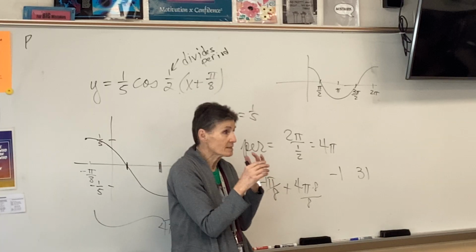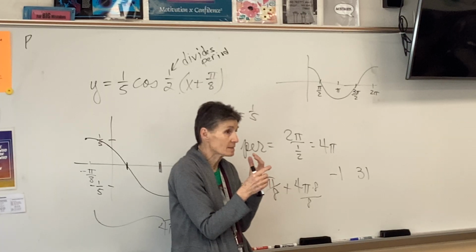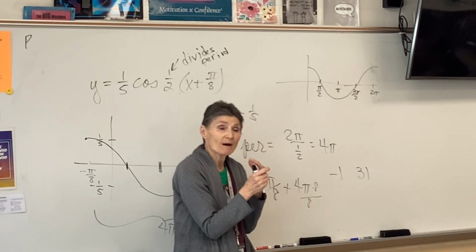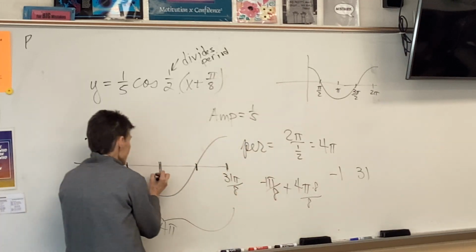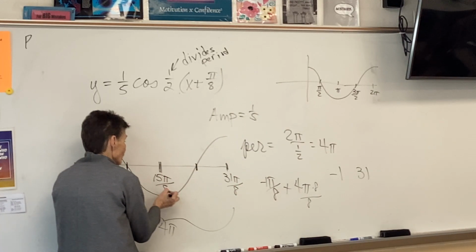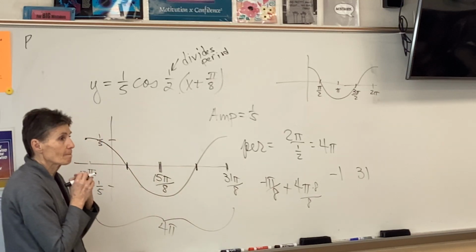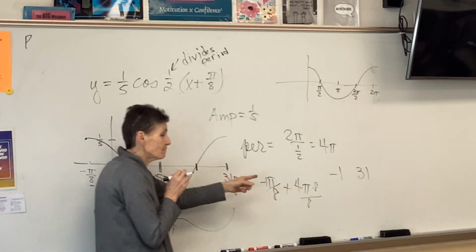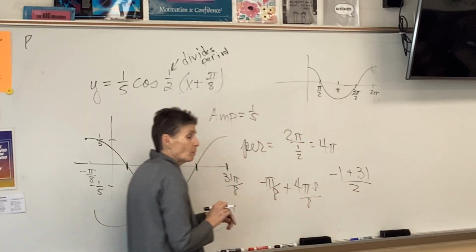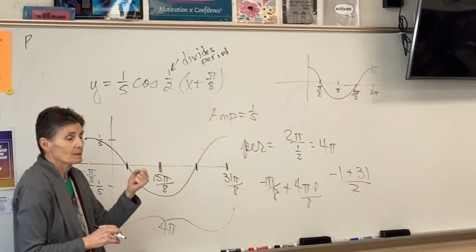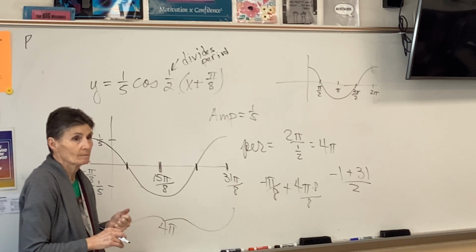-1 plus 31 is 30, divided by 2 is 15. So this is 15 pi over 8. -1 plus 31 divided by 2. That's how you find the midpoint, the average. The midpoint is the average.